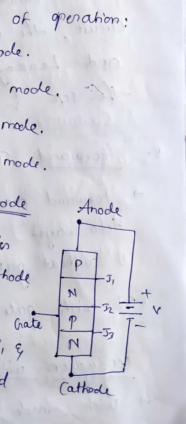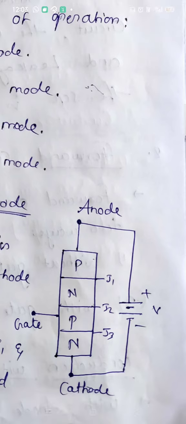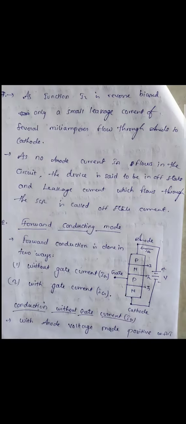With respect to that, the positive terminal is connected to the n-type semiconductor and the negative terminal to the p-type semiconductor, so J2 is in the reverse biased condition, but J1 and J3 are in the forward biased condition. When the anode voltage is made positive with respect to the cathode, the SCR is said to be forward biased, as J1 and J3 are forward biased and J2 is reverse biased.